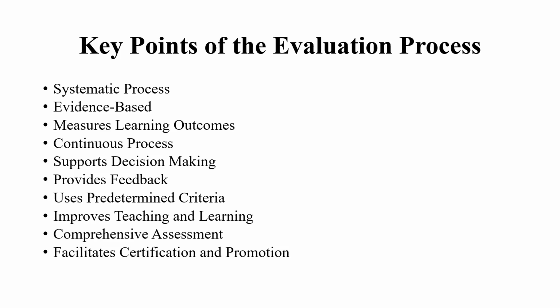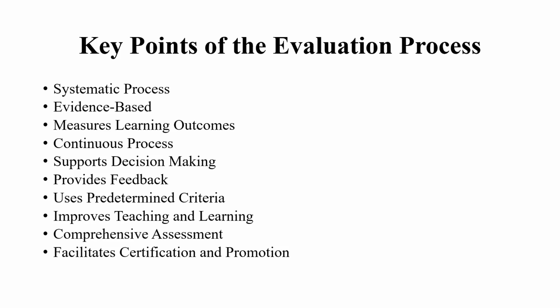What are the key points of the evaluation process? First, systematic process and evidence based. It will create evidence for every process, what happened for students, how they did, and what remedy has to be taken. So it is fully evidence based. Measures learning outcomes: what they have learned and how they have understood. Through tests, we can understand the status. And continuous process, for example, unit tests and monthly tests. It keeps going on. That is called a continuous process.